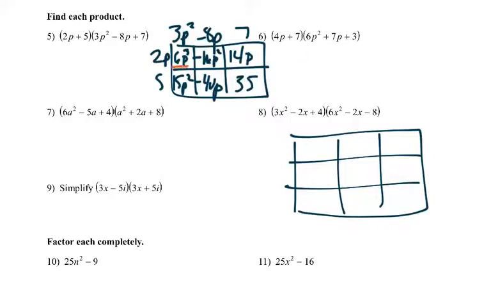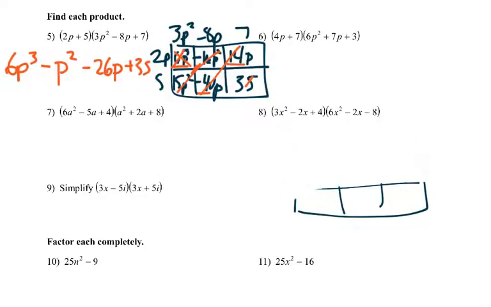There's no other cubes, so I go 6p cubed. There's two squareds, a negative 16 and positive 15, so negative 1p squared. Then there's a negative 40 and a positive 14, so a negative 26p plus 35. Okay, and that's all we got to do. Just following that area model.